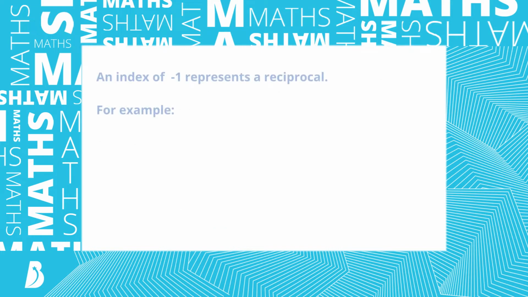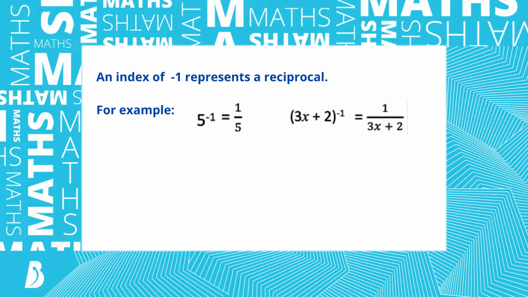An index of -1 represents a reciprocal. For example, 5 to the power of -1 is simply 1 over 5, or 1/5. 3x plus 2, all to the power of -1, equals 1 over 3x plus 2. Or, in more general terms, a to the power of -n equals 1 over a to the power of n.